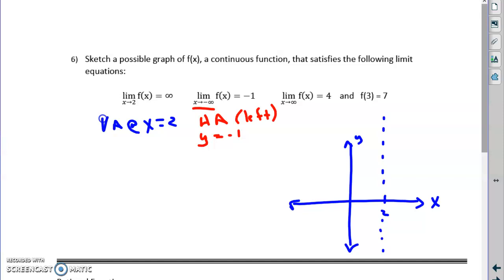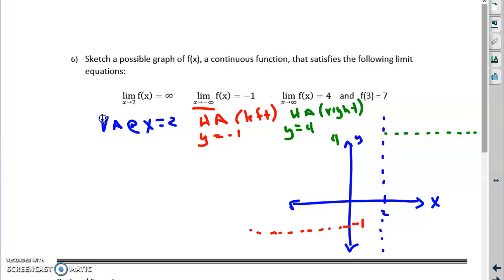So when I'm over here, I'm going to approach that. As x approaches infinity is 4, a horizontal asymptote on the right. Pretty tough to find an equation for this, but we're just graphing it. Is 4, so I'm going to draw a horizontal asymptote over here at 4.